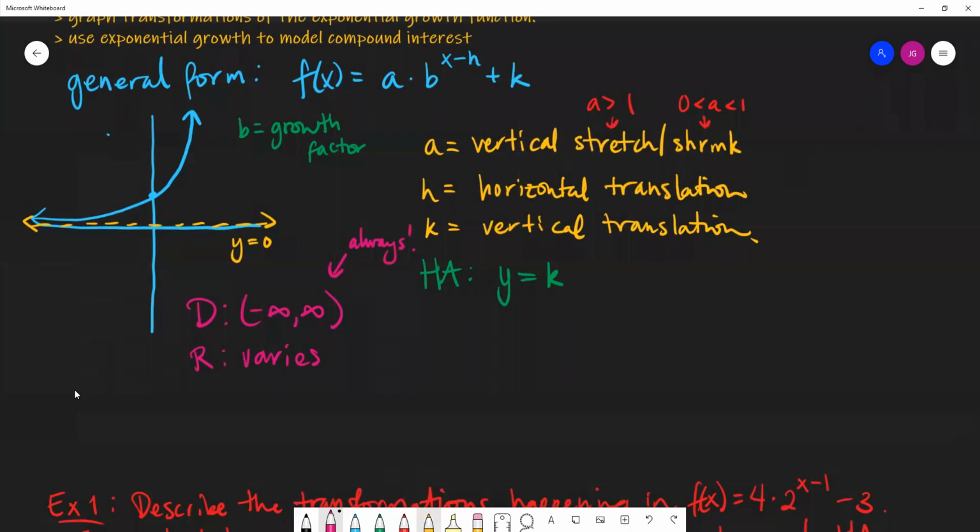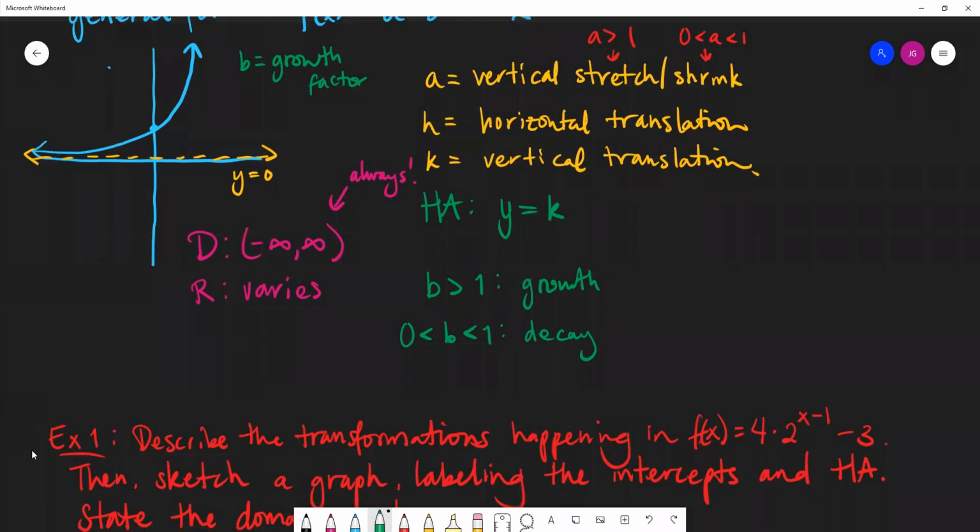Oh, one final thing, actually, because we're going to talk about exponential decay in 7.2. How do we know whether it's growth versus decay? If b is greater than 1, we have exponential growth. If b is between 0 and 1, kind of like the difference between stretch and shrink, then it's decay. We'll revisit this again in 7.2 when we talk about exponential decay.